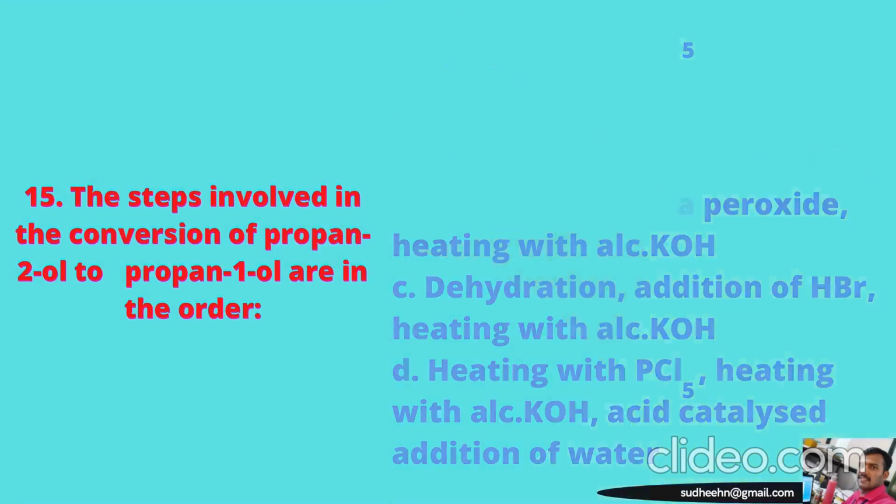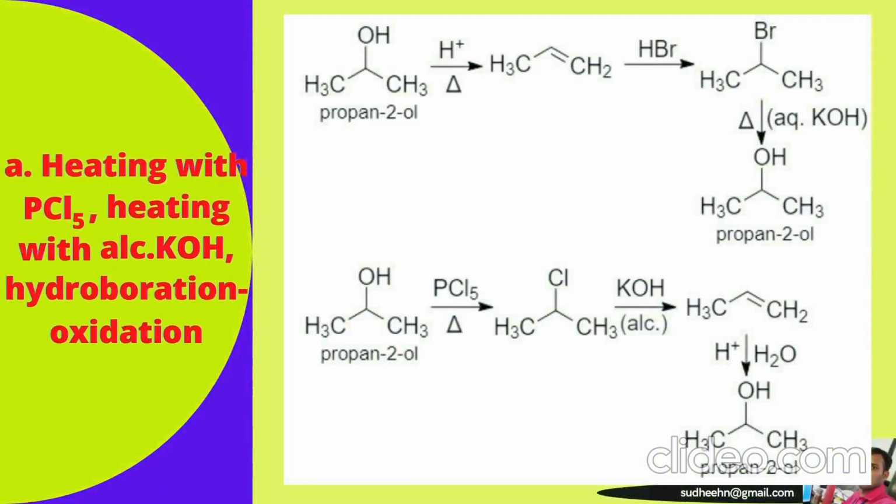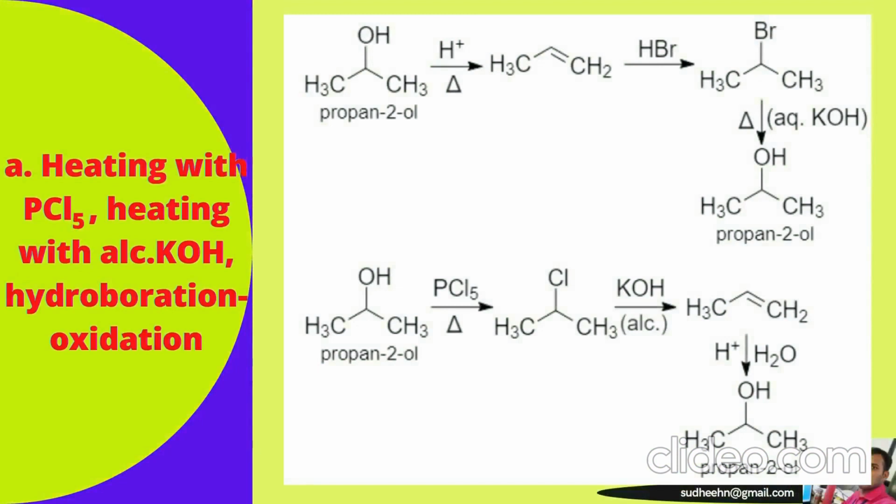So the exact reaction that is going to take place is heating with PCl5, heating with alcoholic KOH, then hydroboration, and then oxidation. This is the proper sequence of the reaction. So the option is option A.